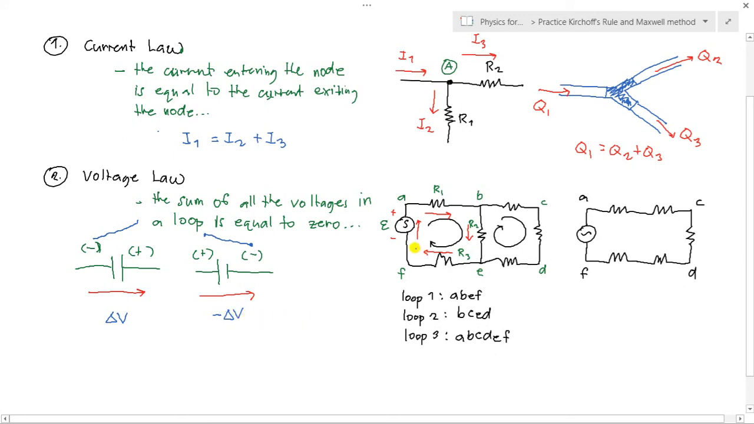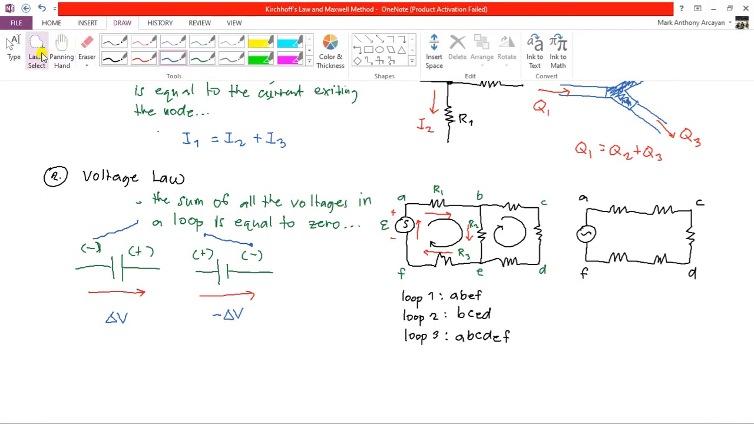So here, since my direction, as you can see in this red arrow, my direction of the current is from negative to positive, therefore what we write is a positive voltage, because there is a voltage rise from negative to positive. Now, if the sign of your power source is reversed, then you have a negative voltage. So that is how it works for a power source.